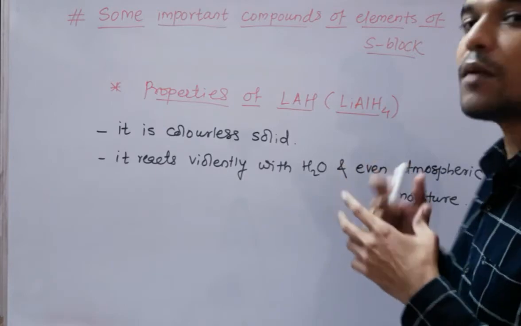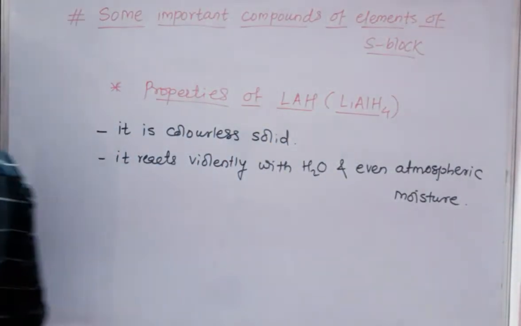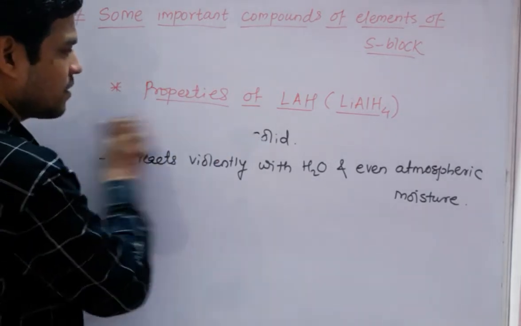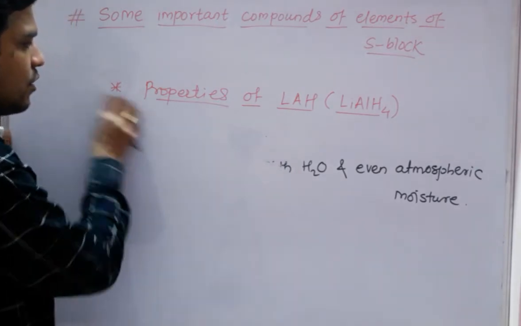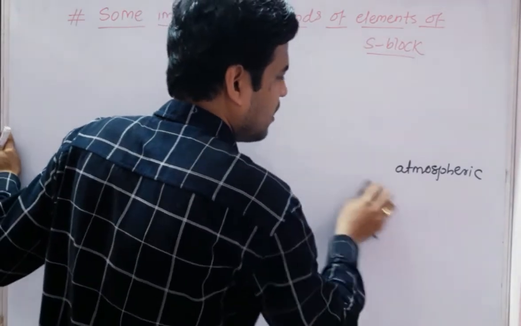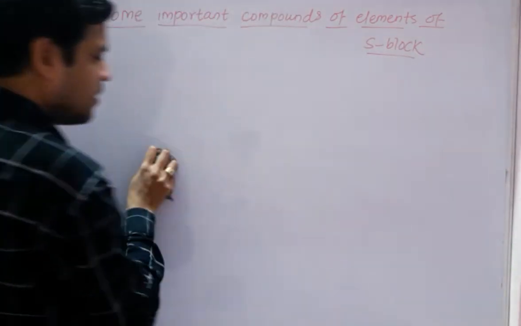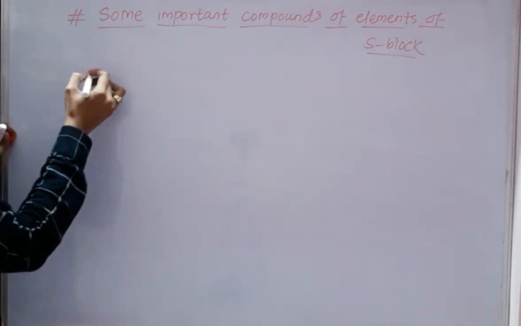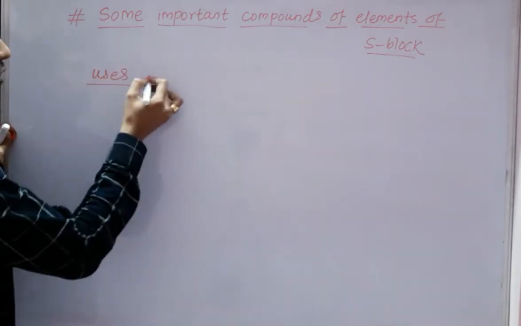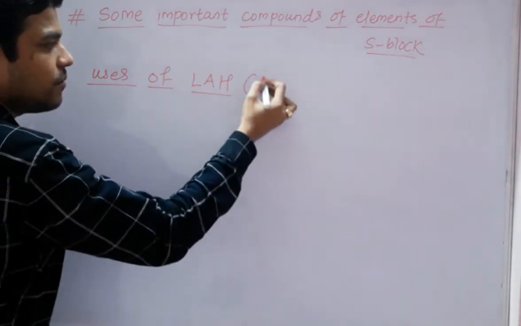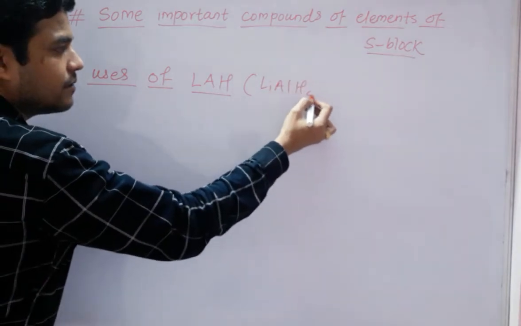Okay, now let's see the chemical properties. So it is acting as a reducing agent, friends. These are the physical properties of LAH. Now we'll see the chemical properties, and you can say uses of lithium aluminum hydride. How it is used? It is used as a reducing agent. First uses of LAH, that is lithium aluminum hydride.